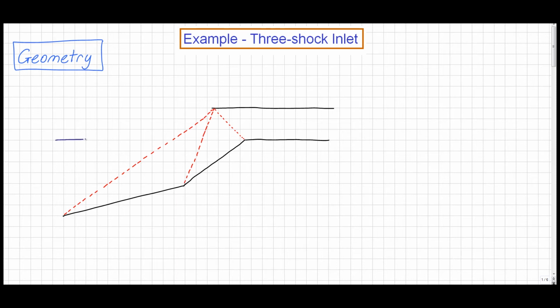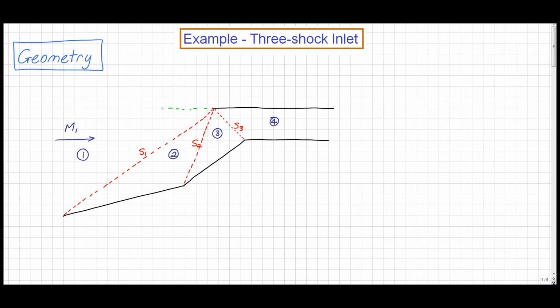Let's say that the flow is coming on at some Mach number, and we'll call that Mach number M1. And let's say that the flow condition is state 1 upstream of the first shock, it's state 2 downstream of the first shock, state 3 downstream of the second shock, and state 4 downstream of the third shock. And let's just label our shock waves. So we'll call this first one shock S1, the next one shock S2, and the third one shock S3.